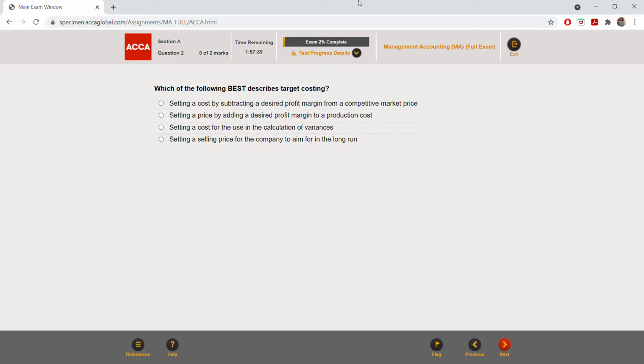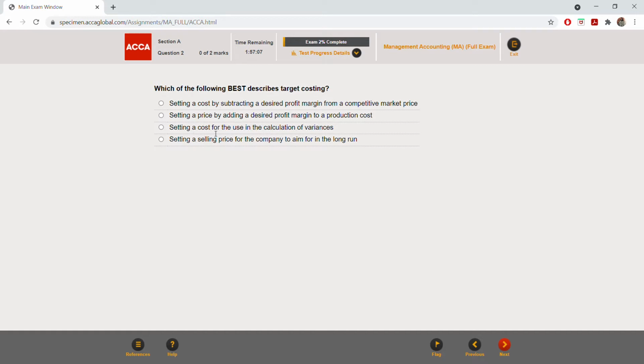Since it is target costing, definitely it has nothing to do with selling price or the price. So the second and the fourth options are out. Whenever you are confused about the right answer, try to eliminate the wrong answers. It will lead you to the correct answer, because you just minimize the options. So the second and fourth are out. Definitely it is about cost.